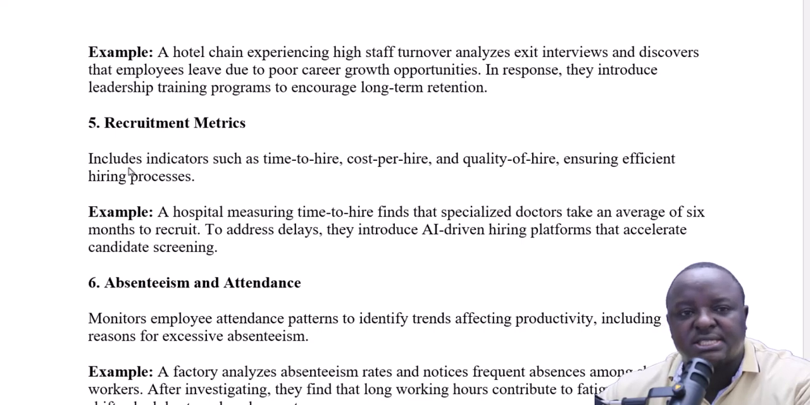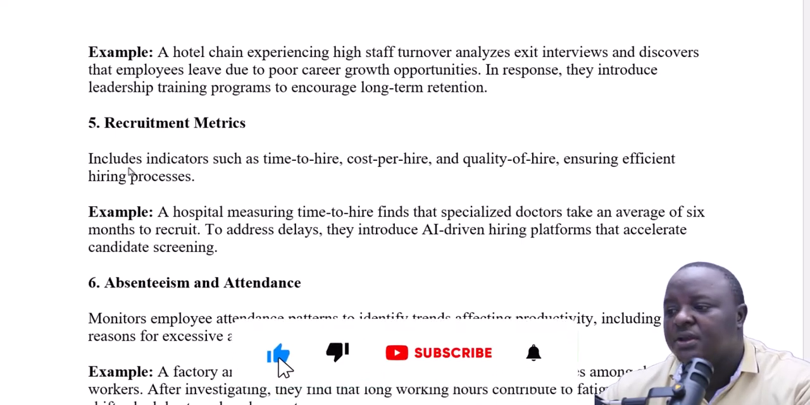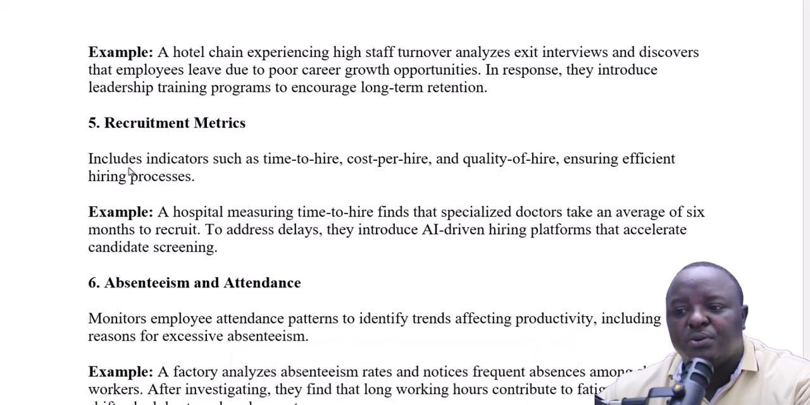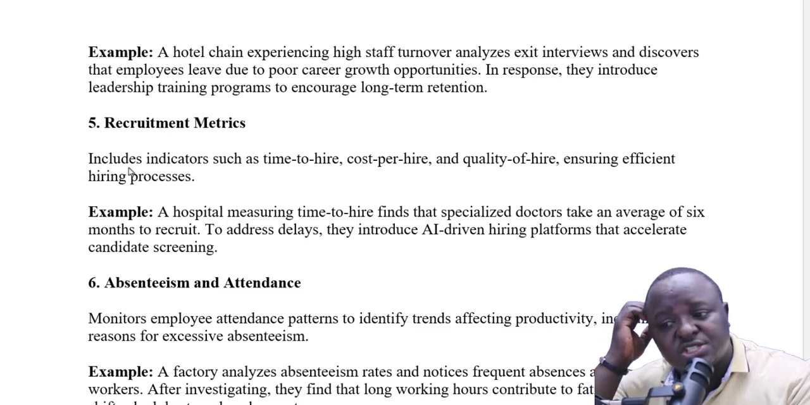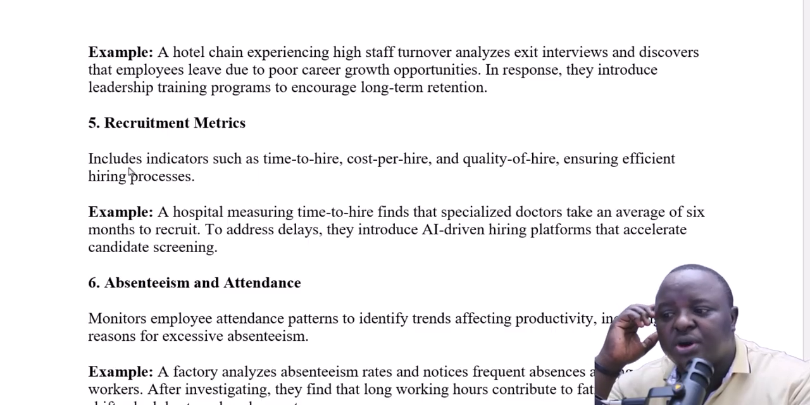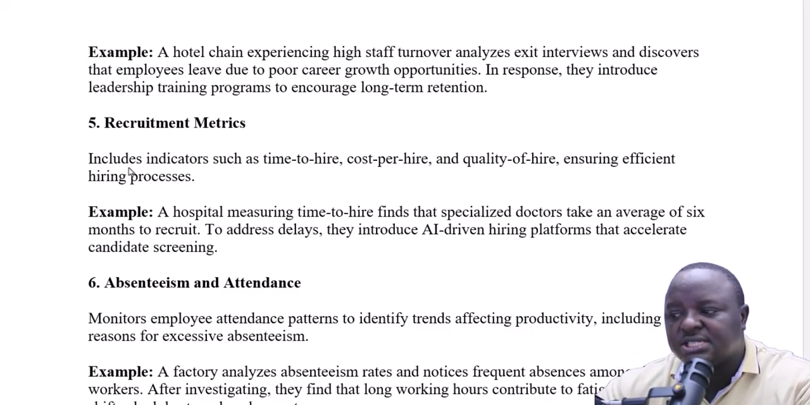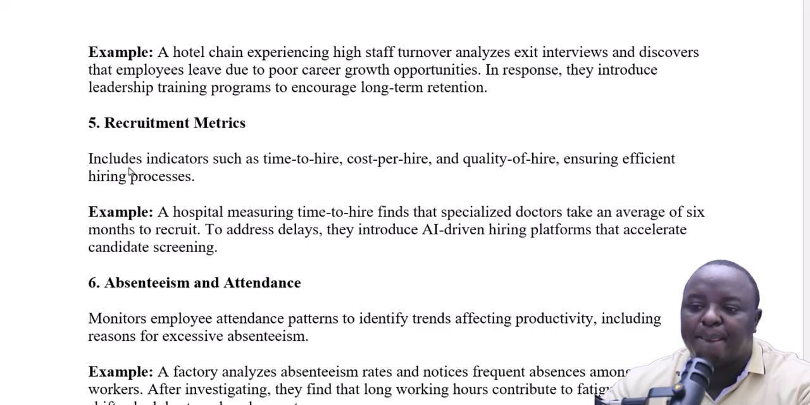Then we can look at the recruitment metrics, including indicators such as time to hire, cost per hire, quality of hire, ensuring an efficient hiring process. So in other words, we look at how much it is going to cost us to hire in financial terms, in terms of time, and in terms of are we getting the right person, in terms of experience and skills and knowledge and stuff like that. So like an example, a hospital measuring time to hire finds that specialist doctors take an average of 6 months to recruit. So to address delays, they introduce AI-driven hiring platforms that accelerate candidate screening.